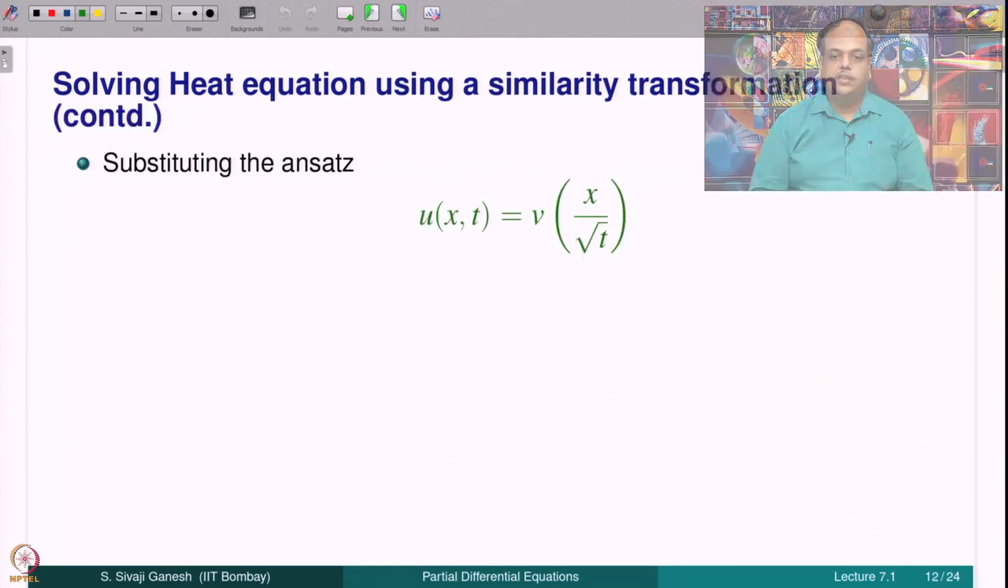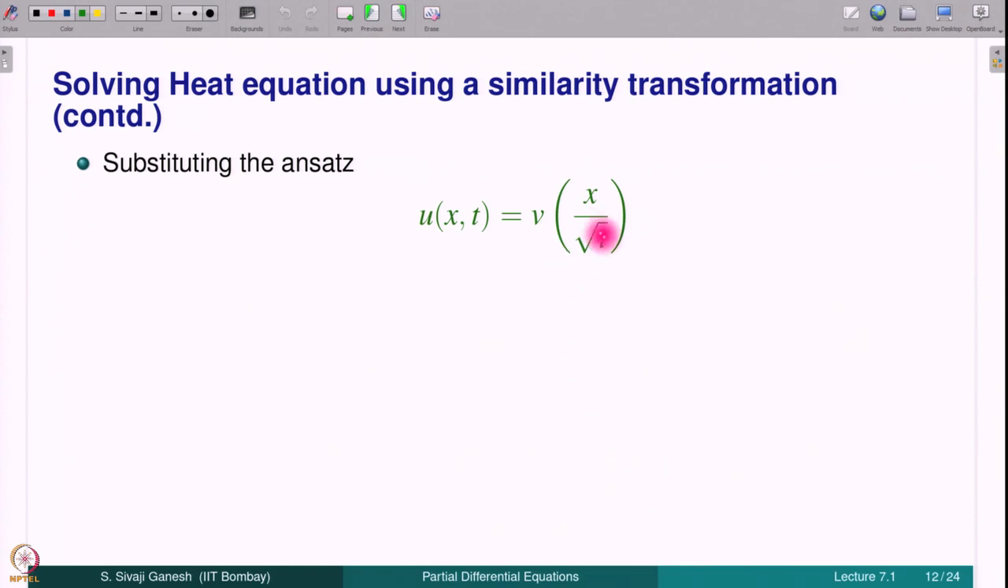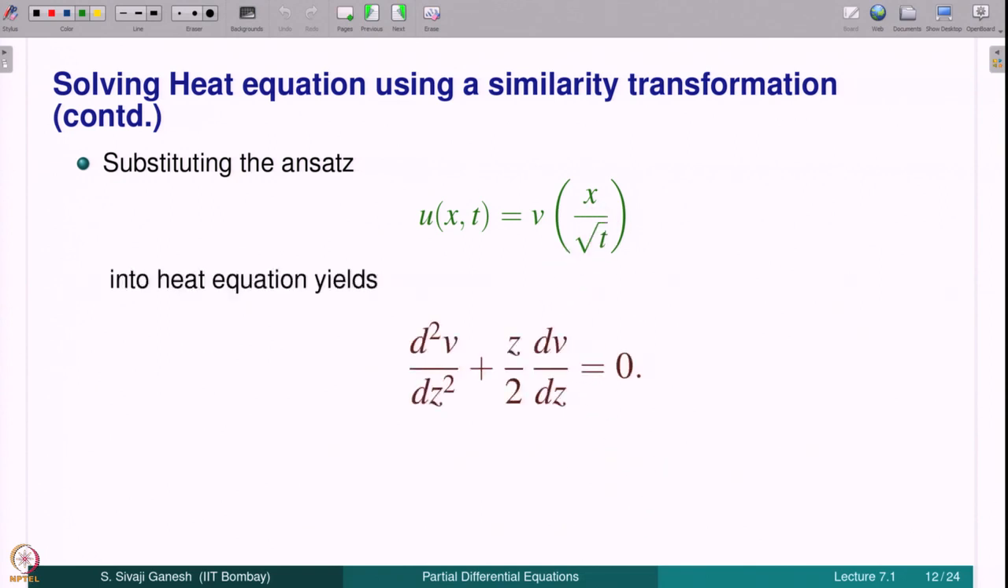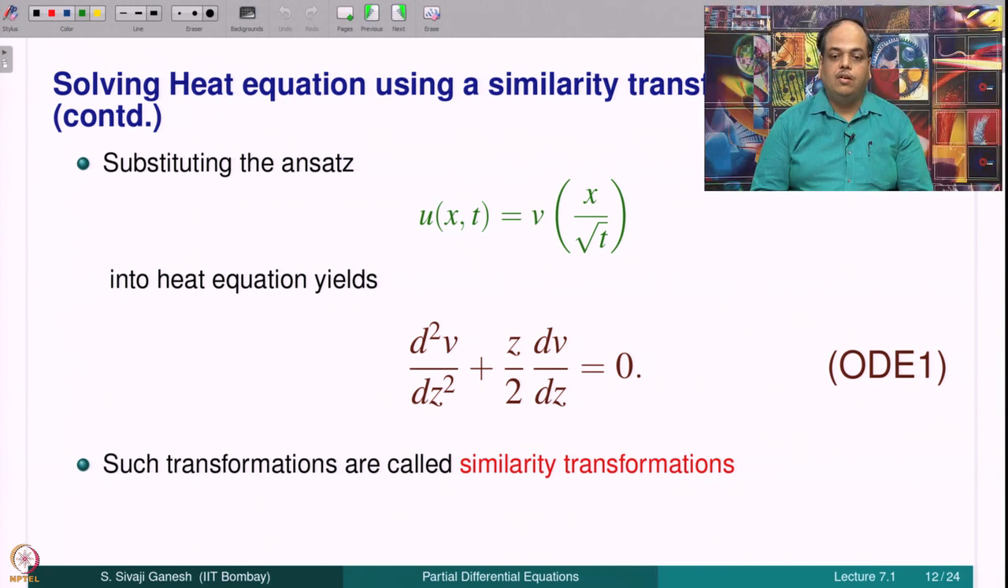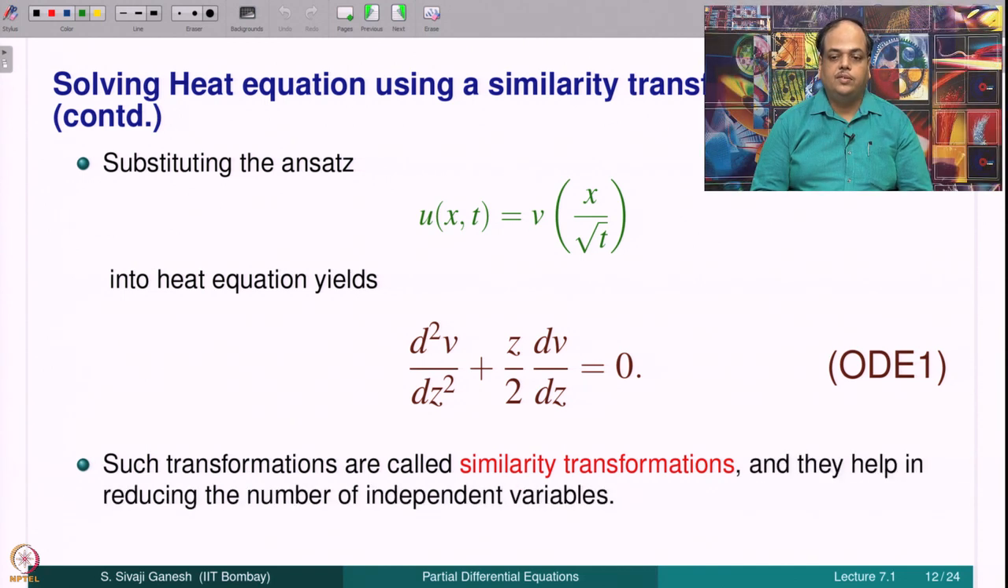Substituting this ansatz u of x, t equals v of x by root t into the heat equation gives us this equation. It is very easy to check, so I am not going to prove this. Such transformations are called similarity transformations. Instead of looking for x, t, look for x by root t, and they help in reducing the number of independent variables. The PDE became an ODE; in our example, the heat equation became this ODE.